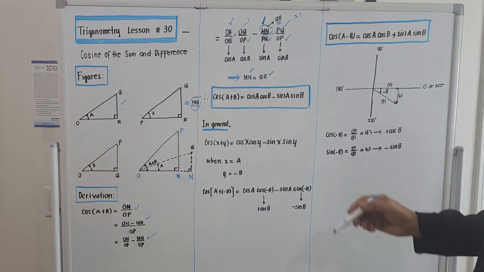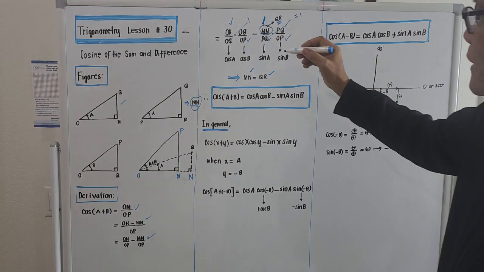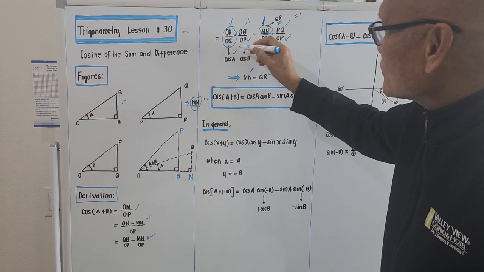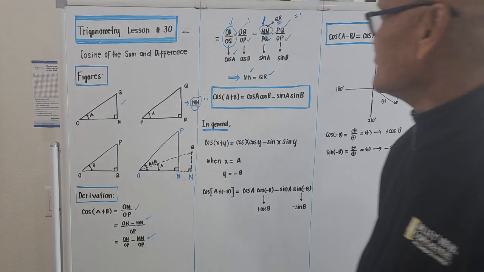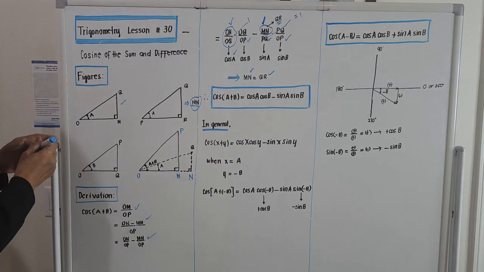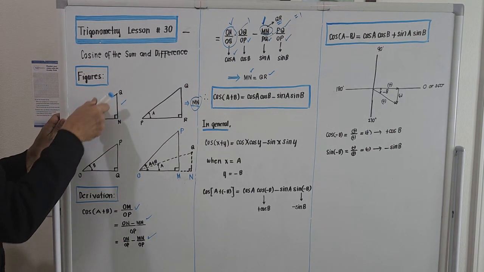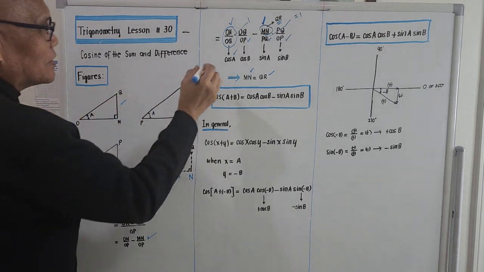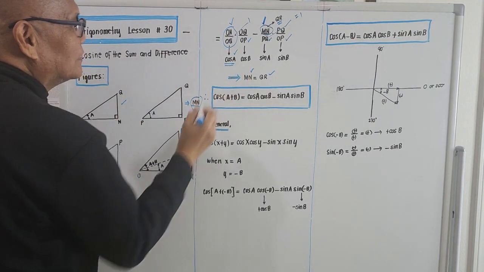Okay. If we try to notice it, the ratio ON over OQ is actually cosine of A. How's that? The ratio ON over OQ is the cosine of this angle here. So that is actually angle A, cosine of angle A.